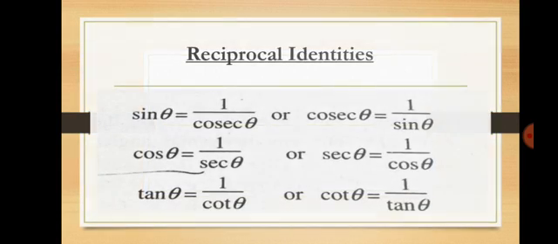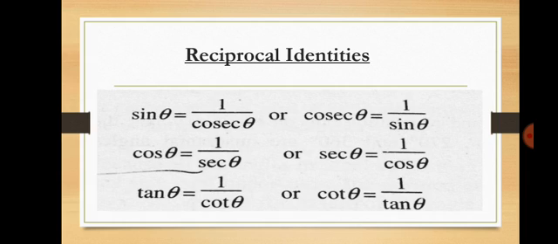Let's start. Dear students, reciprocal identities are sine theta is equal to 1 over cosecant theta. It means that sine theta and cosecant theta are reciprocal of each other. We can replace cosecant theta with 1 over sine theta. Similarly, cos theta is equal to 1 over secant theta, which means that in any place where there is a secant theta, we can replace it by 1 over cos theta.